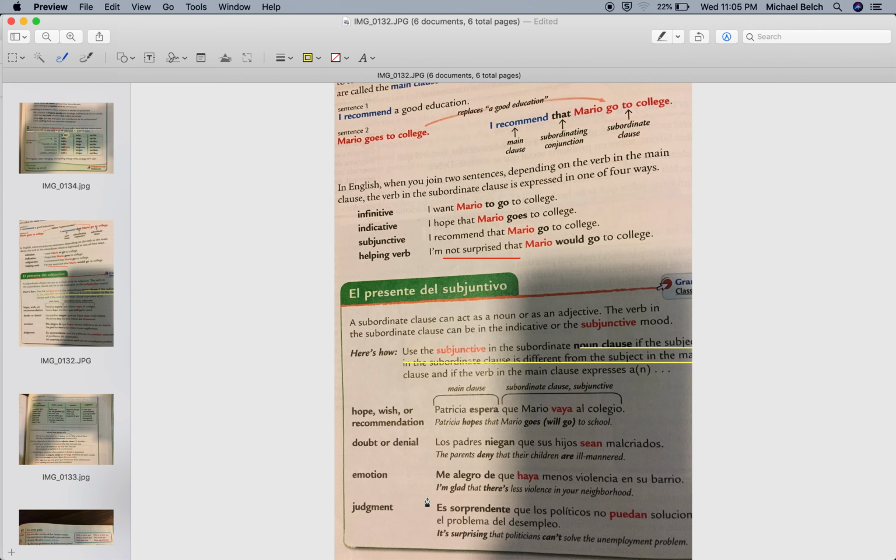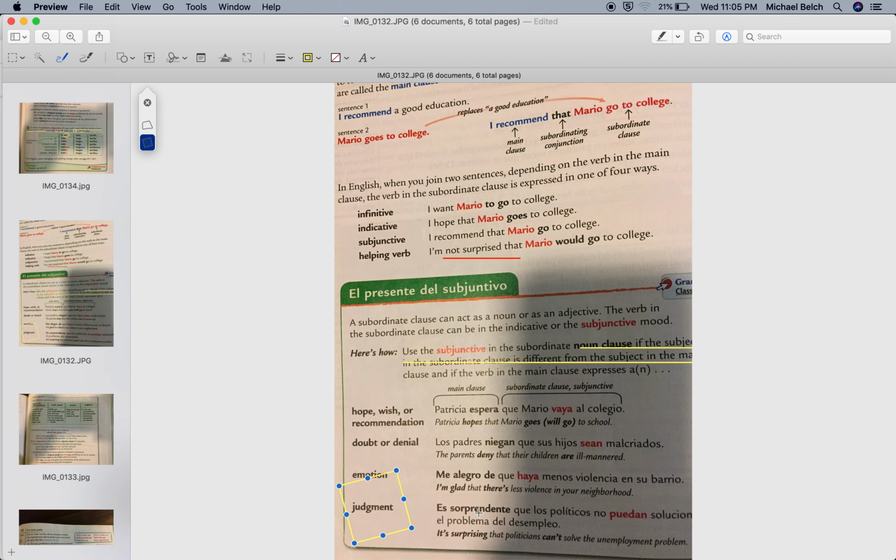Okay, so any sort of emotions. Los padres están alegres de que los hijos coman las verduras, right? Any sort of emotion there with a trigger phrase. Last is kind of a new idea, but it's kind of a grouping of some of the other categories that we learned. So it's grouped under the term of judgment, okay? So if the verb in the main clause is expressing some sort of judgment or evaluation, and there's a subject change, then we're going to use subjunctive in the secondary clause.